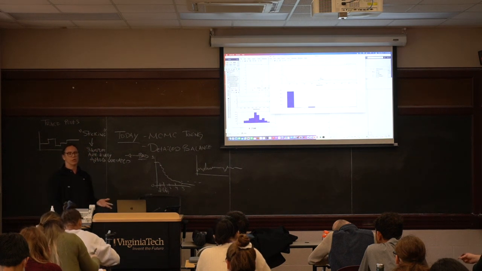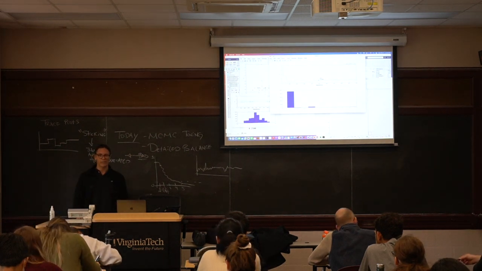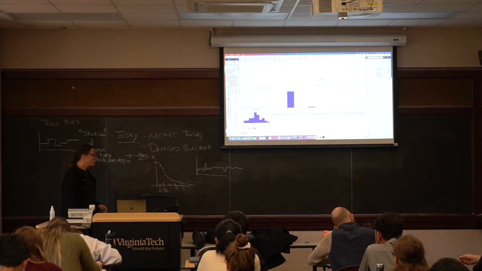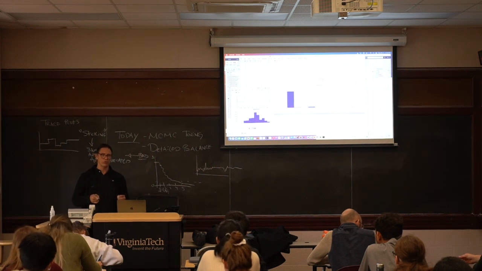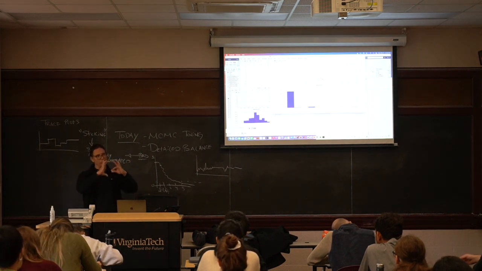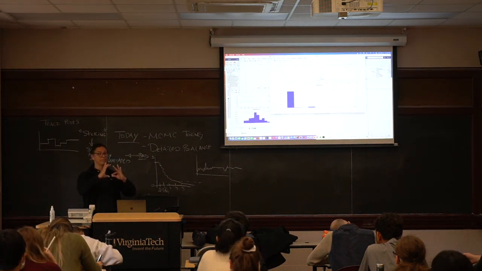So I do look at autocorrelations. I look at how autocorrelated my chains are. But again, that's not the whole story because I could shuffle everything. And that's not going to correct everything. It would take out the autocorrelation, but I still will only have sampled a few points in that posterior density.